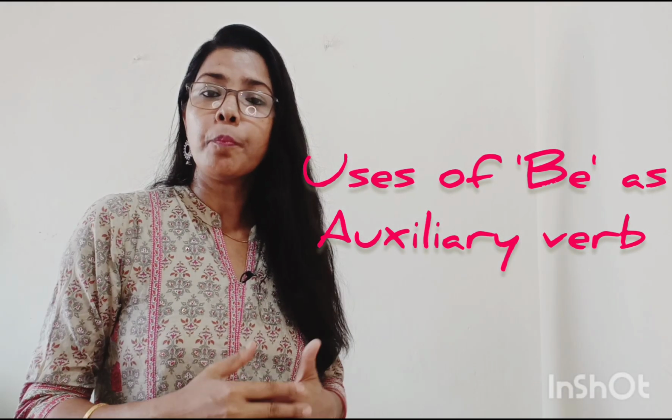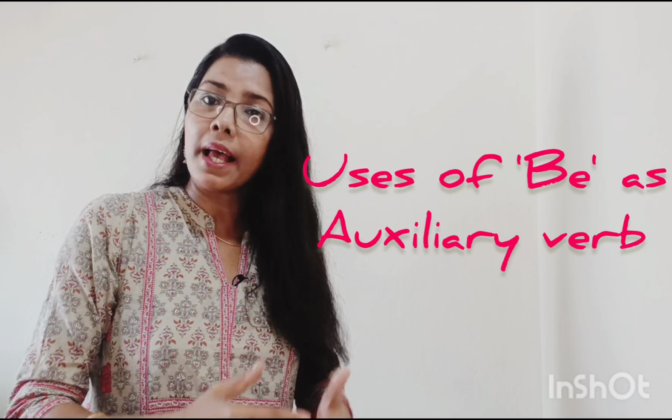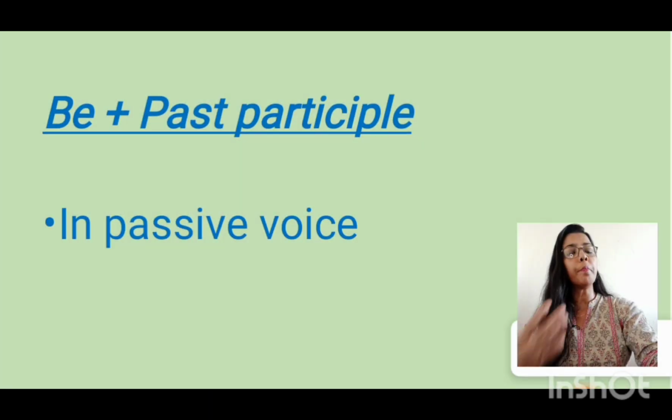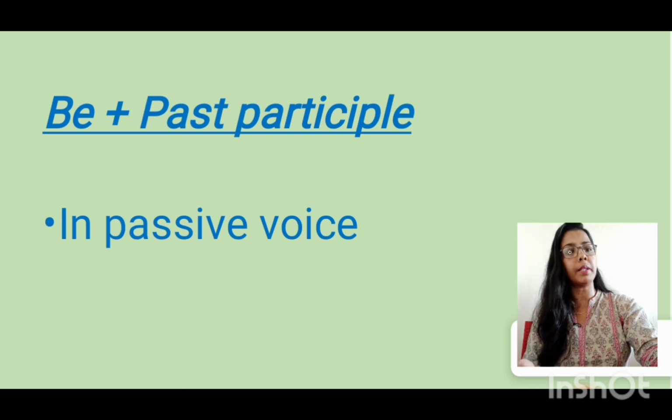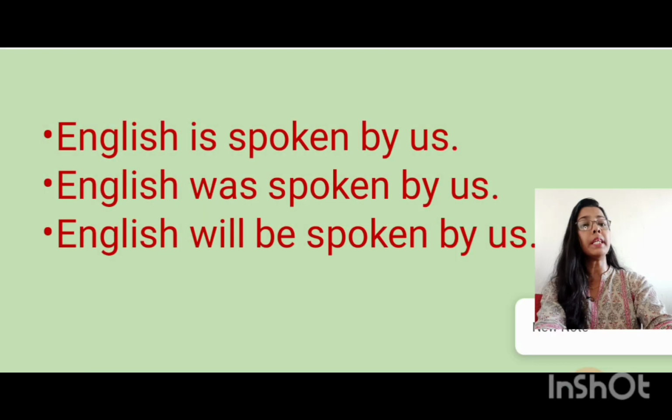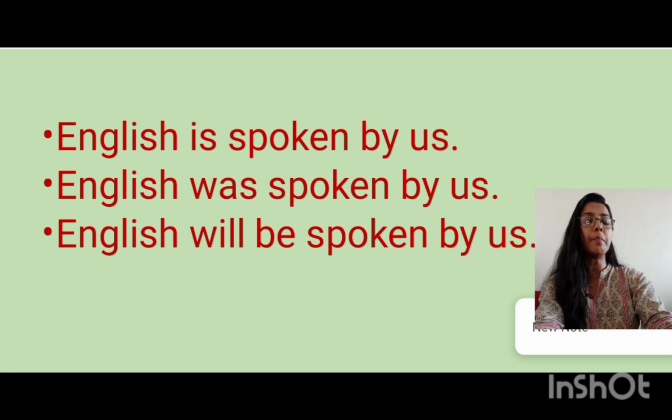We also use be as a helping verb in passive voice. We use be as a helping verb in passive voice with the past participle. The past participle is the third form of the main verb. English is spoken by us. English was spoken by us. English will be spoken by us. All these sentences are in passive form and be is used as a helping verb.